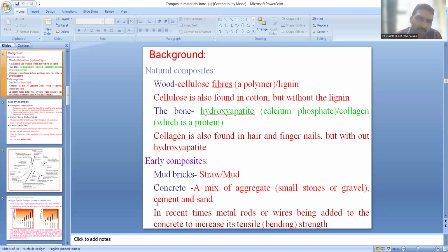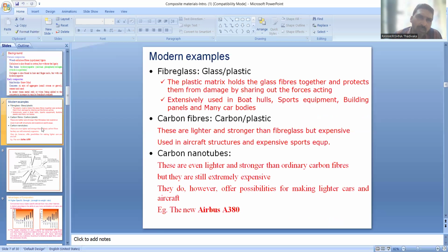Next one is modern examples. The best modern example of composites is fiberglass. These fiberglasses are used in so many applications. In fiberglass, the glass fibers are the reinforcement material and plastic resins are the matrix.